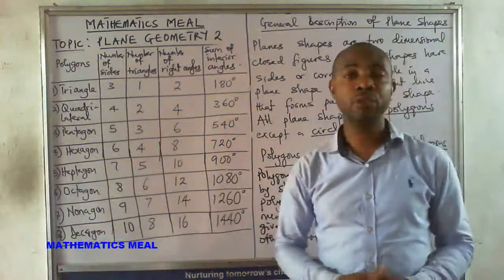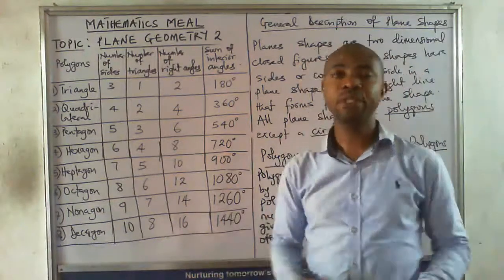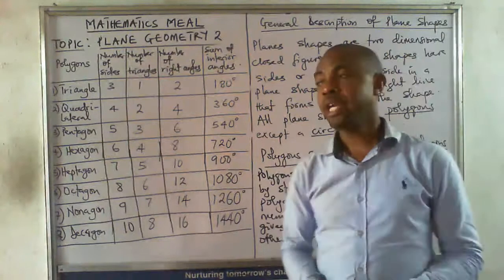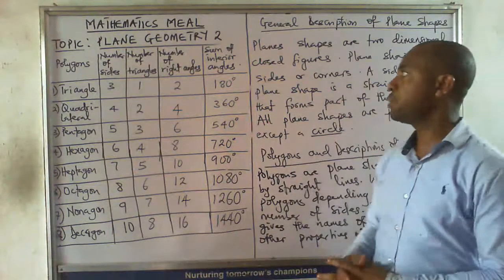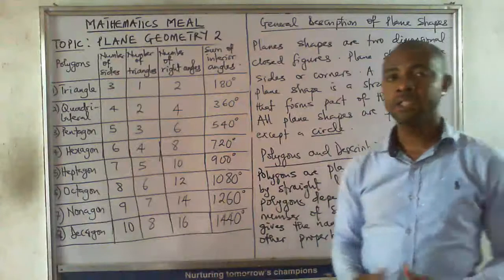But in plane geometry 2, we are looking at plane shapes as it concerns angles, because geometry has to do with the study of lines, angles, and shapes. So in plane geometry 2, we started looking at shapes.